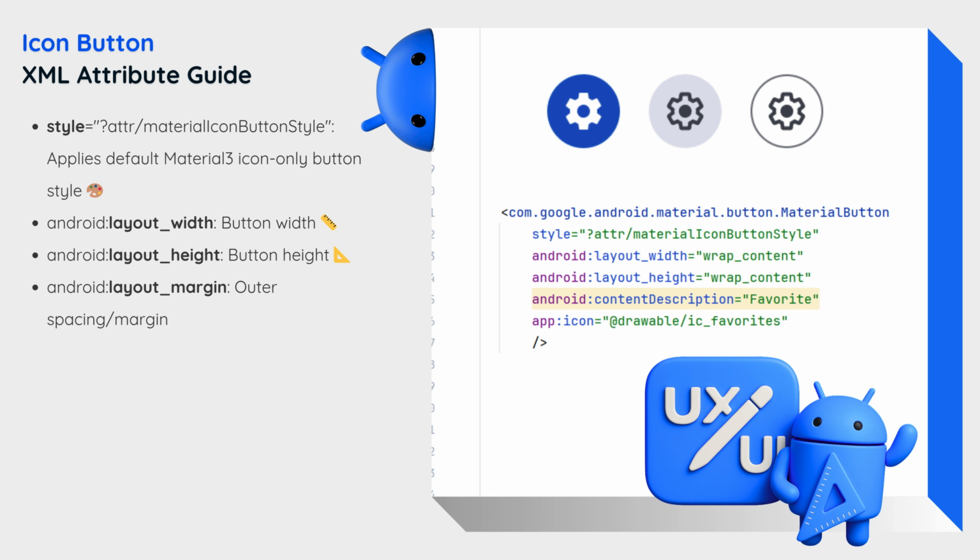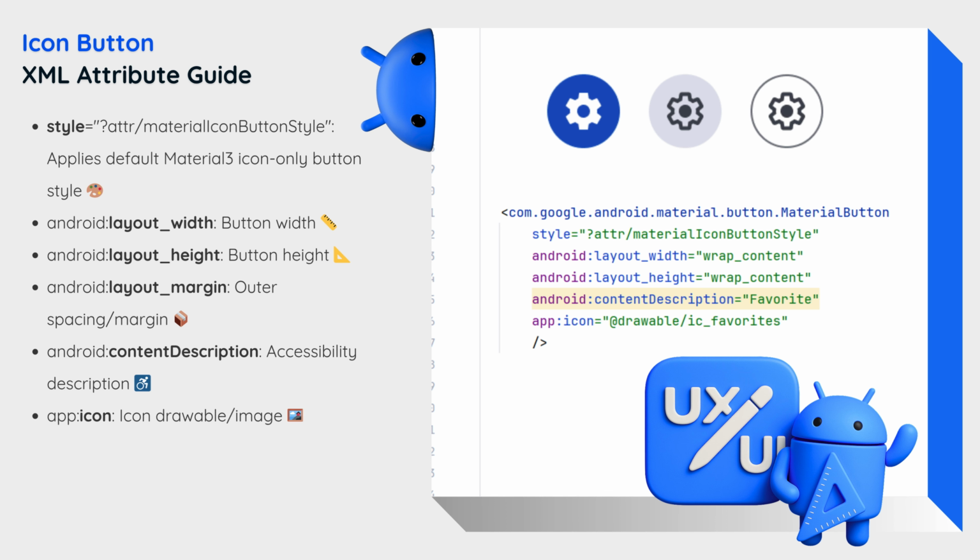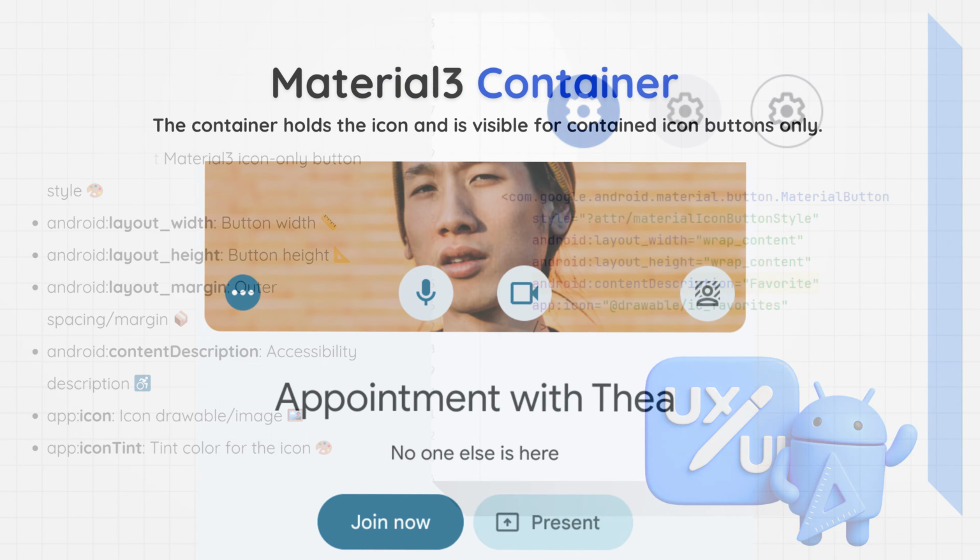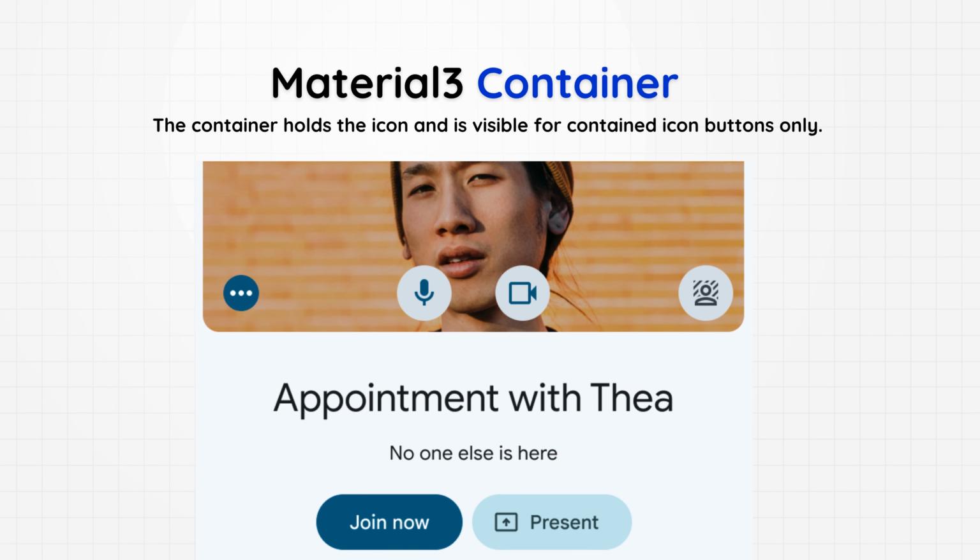Android layout_margin sets the outer spacing around the button. Android content description adds an accessibility label for screen readers. App icon sets the icon image, and app icon tint lets you apply a tint color to the icon. In Material 3, the container holds the icon and gives the button its shape and background. It's only visible in contained icon buttons, adding emphasis and helping the action stand out.